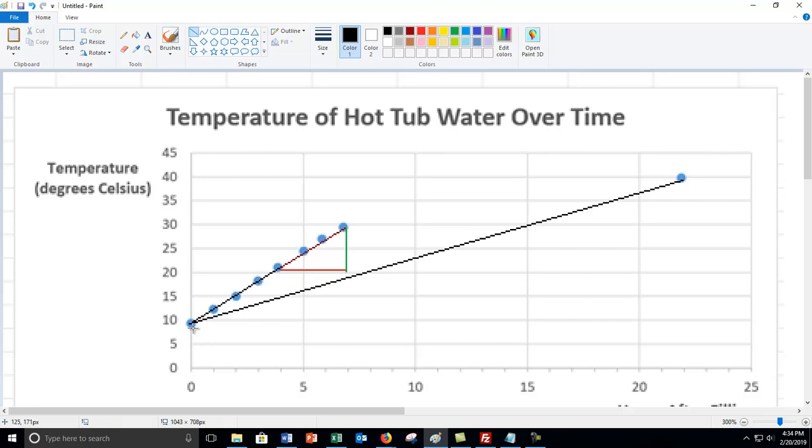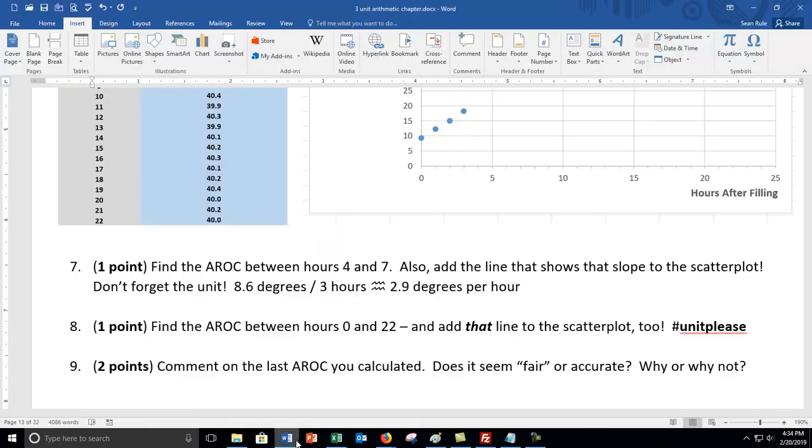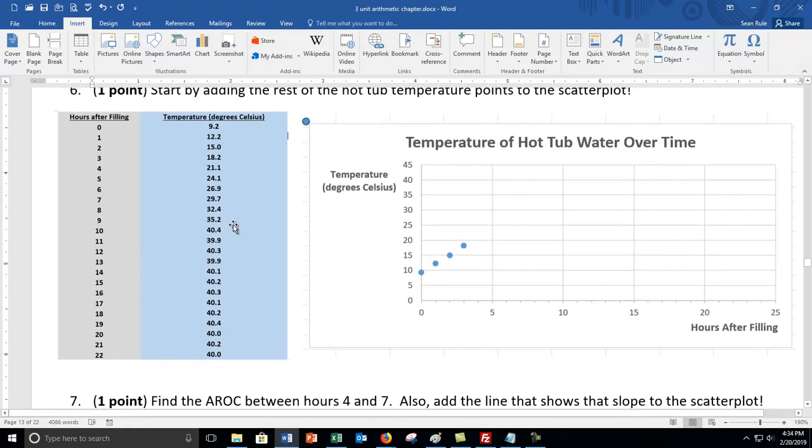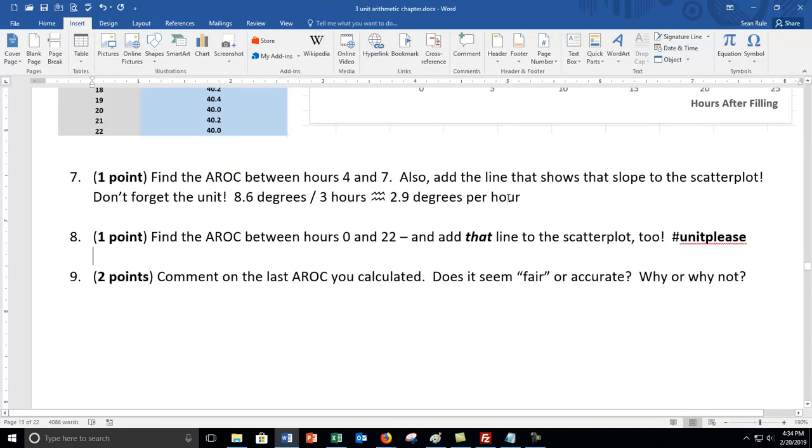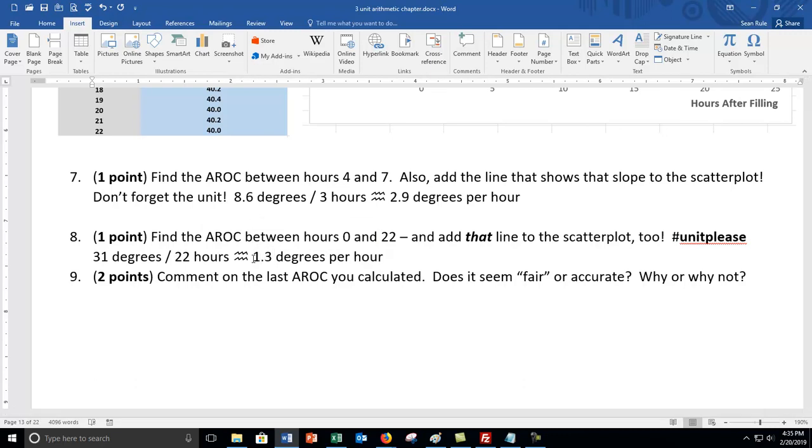If you look at the run of this one, it's 22 hours. And the rise, I think if we did this in class, it's about 31 degrees. Let's look back at that one. 40 down to about 9, that's 31 degrees. So this one here is actually 31 degrees over the course of 22 hours. And if I remember my math from class, I think we said that was about 1.3 degrees per hour.